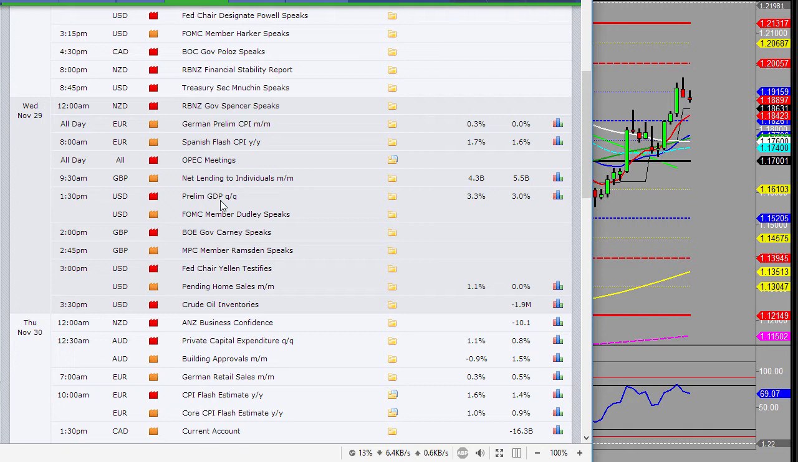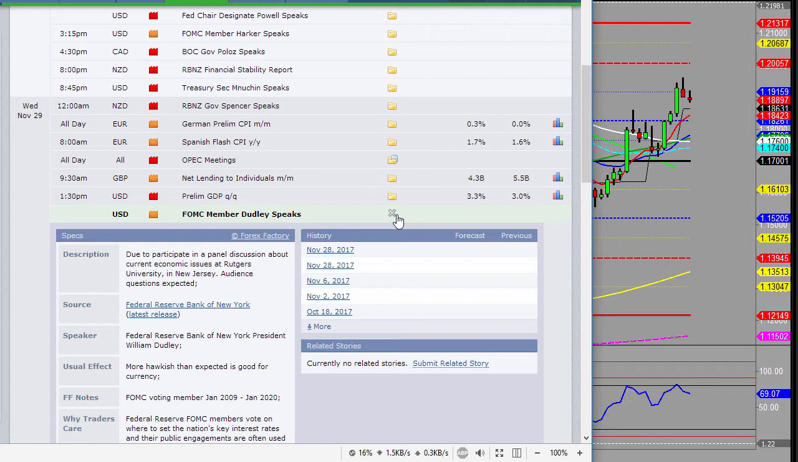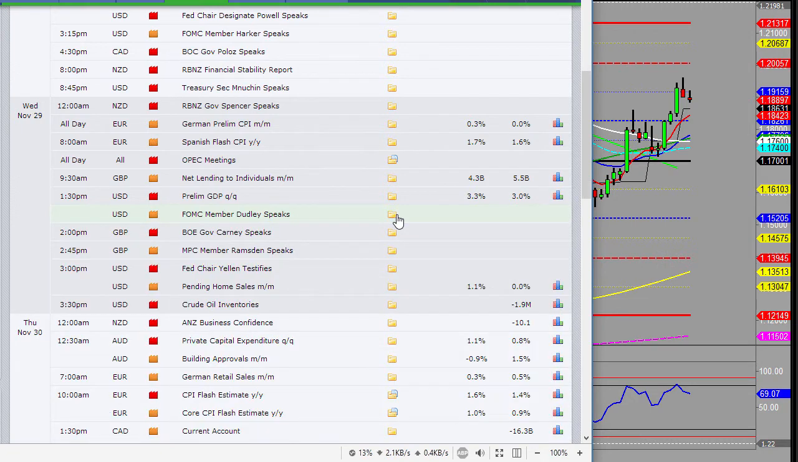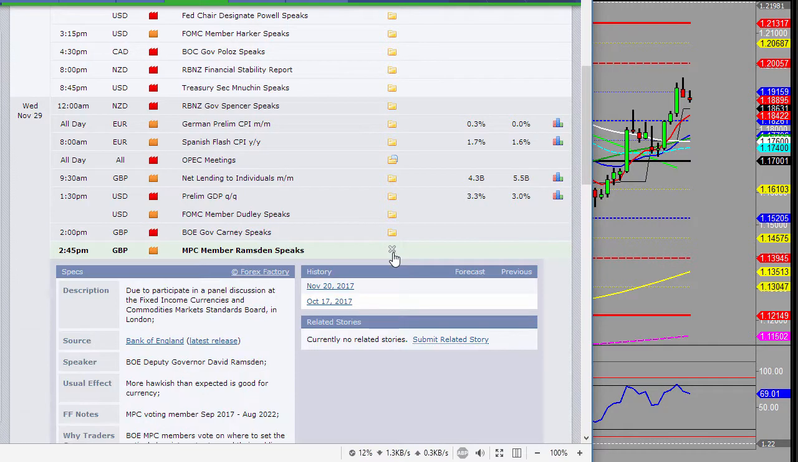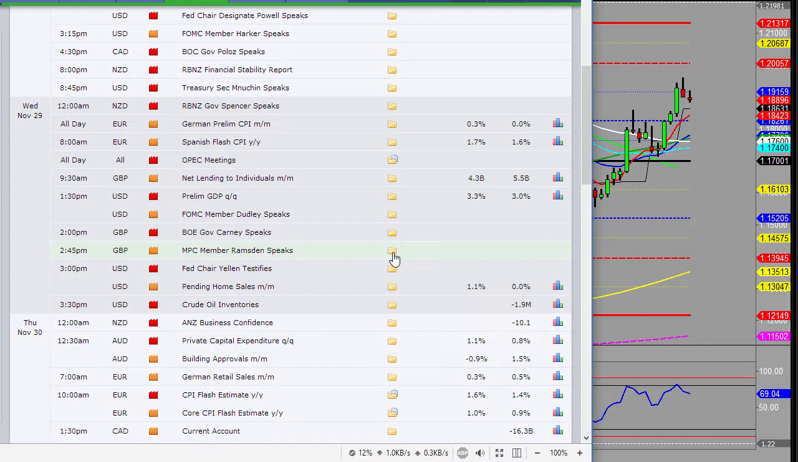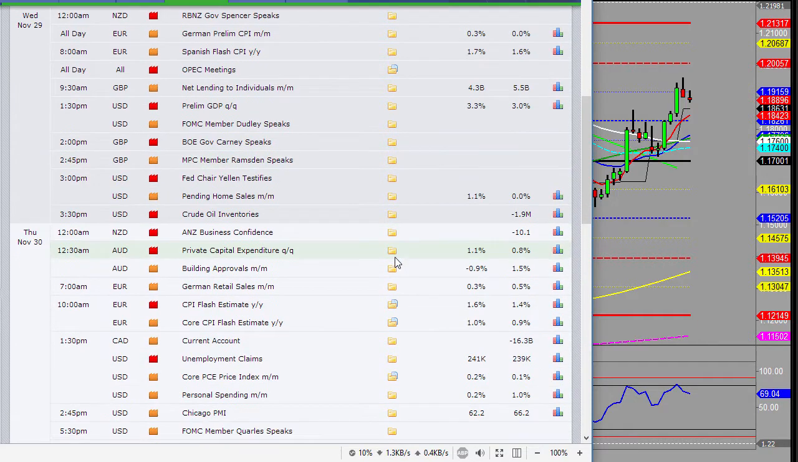At 1:30 tomorrow afternoon, we've got an FOMC speaker, again due to participate in a panel discussion. It should really be a yellow rating here, maybe, because they tend to be relatively low key. We've got Carney speaking then at 2 p.m., due to speak about the Fair and Effective Markets Review and the fixing. Again, I don't see these speakers providing lots of volatility, but we'll see. I think they're probably overrated in this grading here.